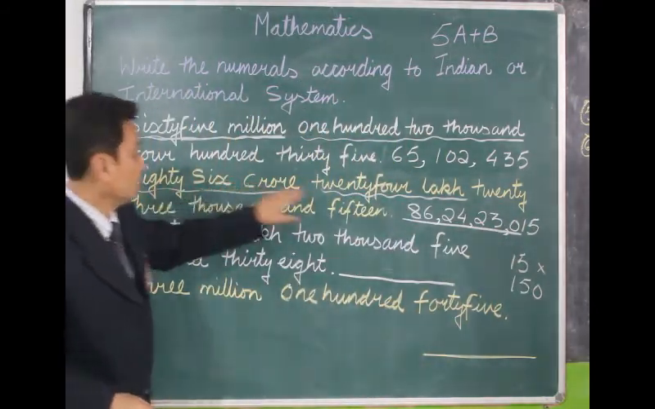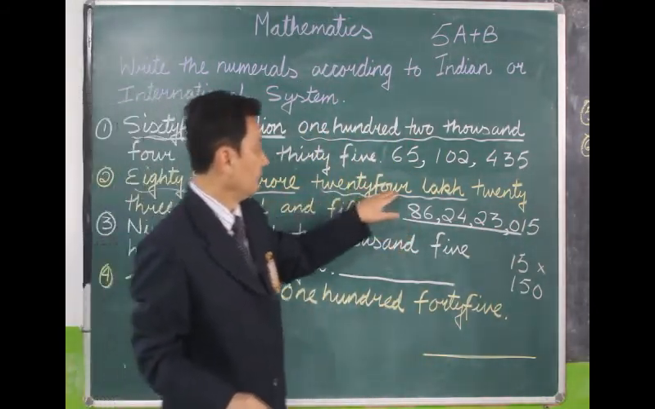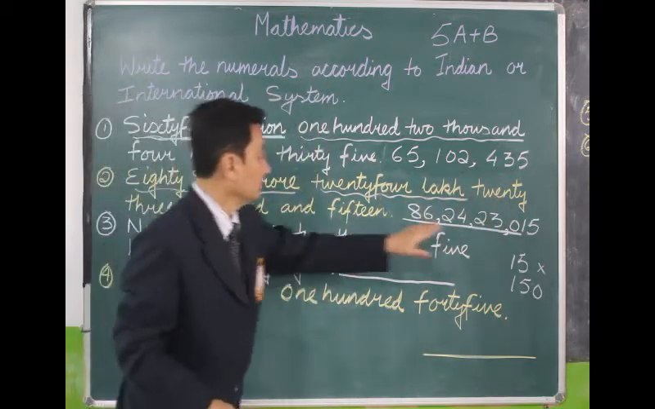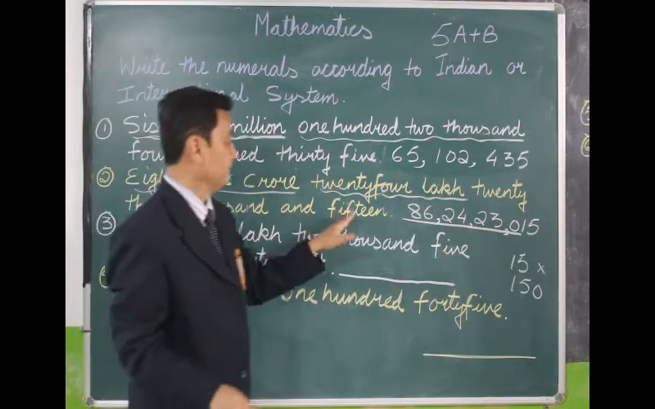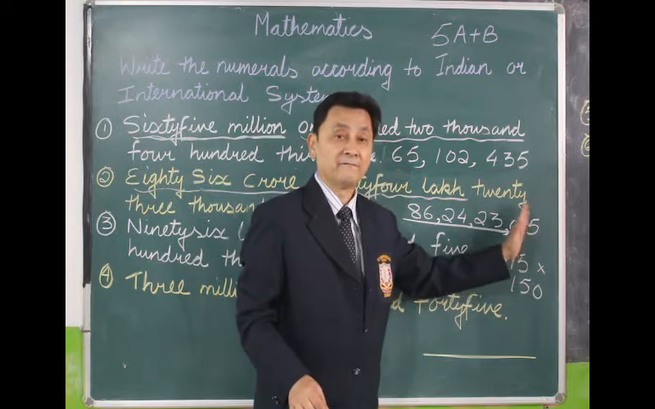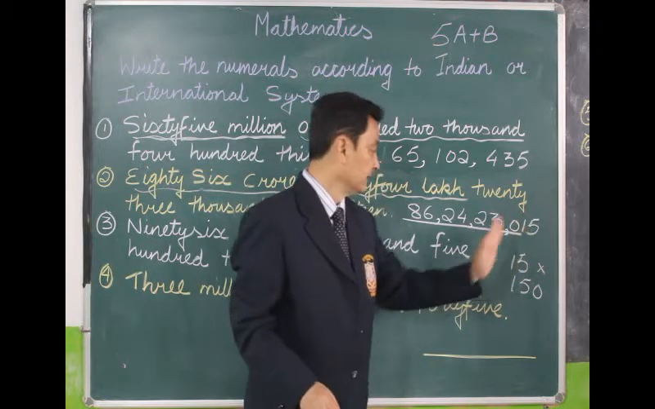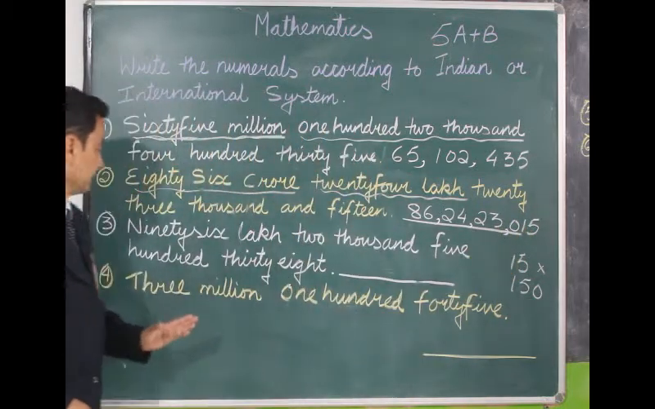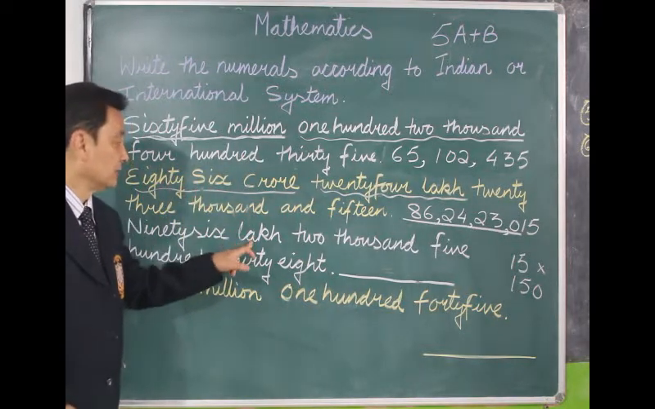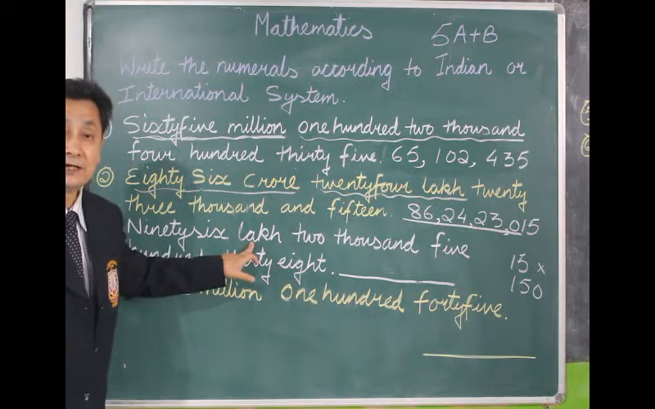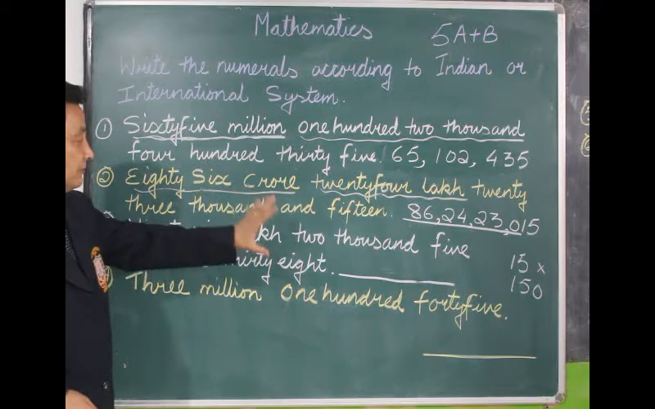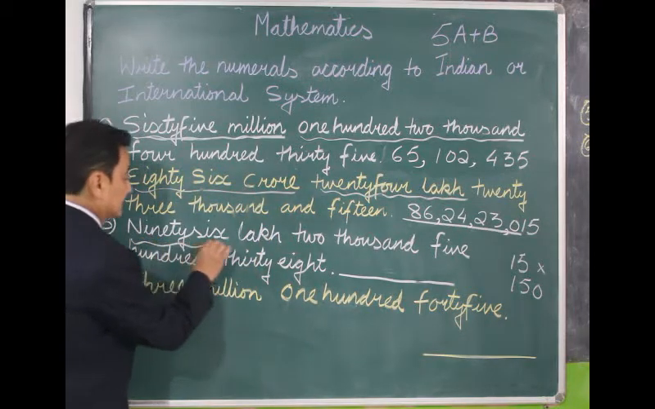Okay? 86 crore, 24 lakh, 23,000, and 15. There is no 100, so you write 0, 1, 5. Okay, dear children? So let's try the next one. 96 lakh. As you read this word lakh, it means it is in the Indian system. So let's keep writing without the place values. 96 lakh.